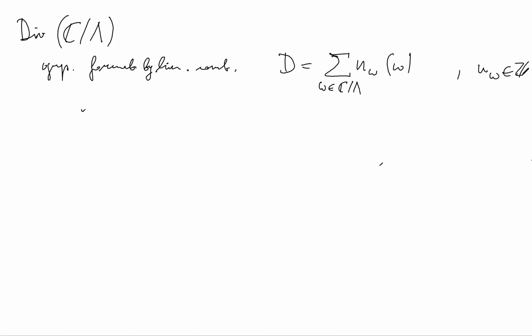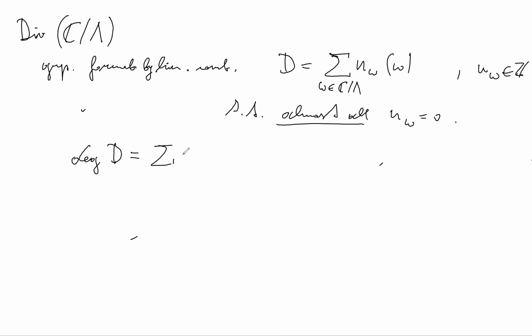So we actually want almost all n omegas to be 0, and by almost all, I mean all but finitely many. Otherwise it would have to talk about products, and that might lead to complications. We really want to have some finite sums here. And again, same as the week before, we can define the degree of the divisor. This is just summing up all of these integers. And then I can also define all the divisors of degree 0, very similarly to what we did.